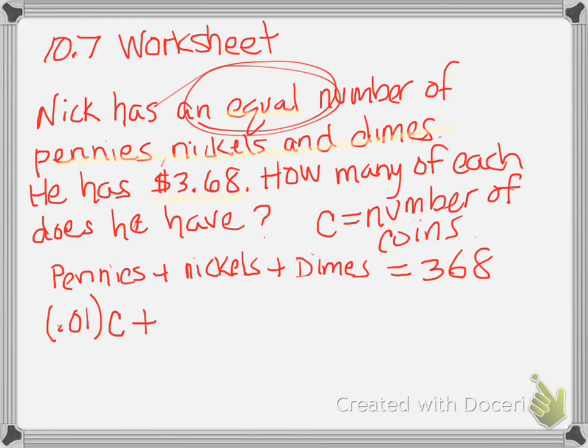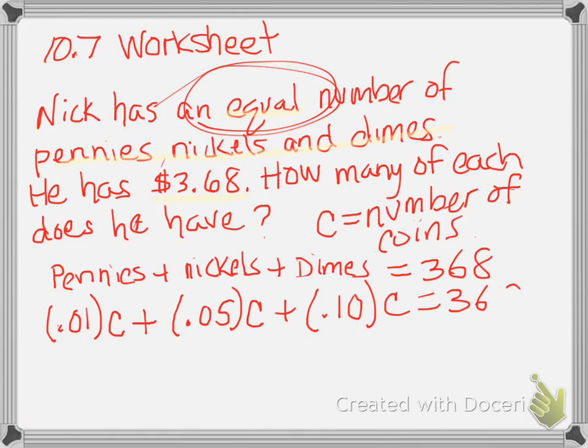Okay, so then I want to look at my nickels, and I know my nickels are worth 5 cents, so that's going to be 5 cents times however many coins I have. And then the dimes are going to be 10 cents, so 10 cents times the coins. It equals 368. Whoops, decimal in there. So at that point, you have one variable going through the whole equation, and so then you can just combine your like terms and solve your problem.